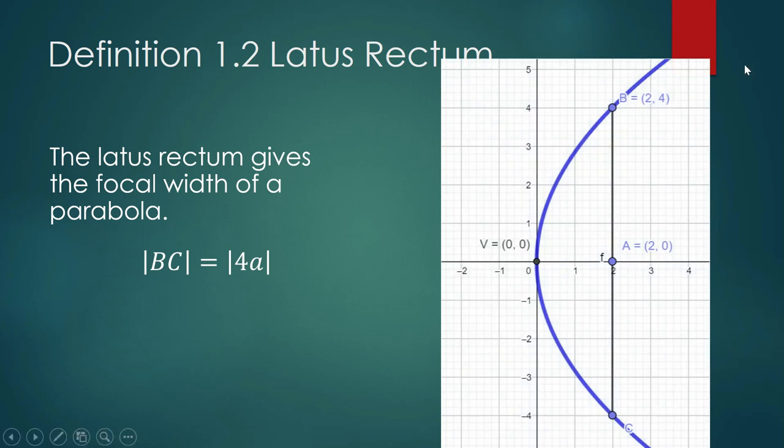How about this one? Let's say, for example, we are given this graph. The focus, the vertex, the latus rectum. What is the focal width? 1, 2, 3, 4, 5, 6, 7, 8. That's the length of our latus rectum. Or we can compute this. It's the absolute value of 4 times a. a is the directed distance from your vertex. 1, 2. So 4 times 2, or the absolute value of 4 times 2 is 8. So that is the focal width of your parabola.